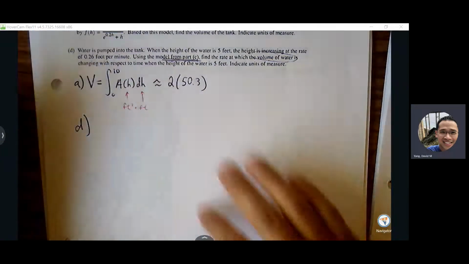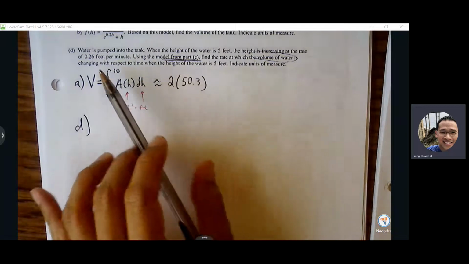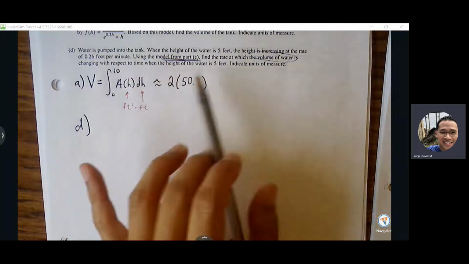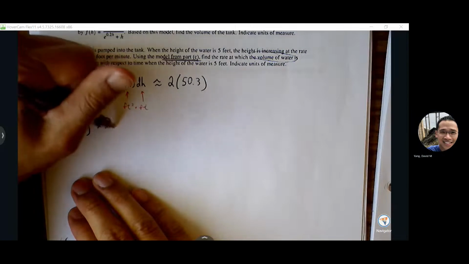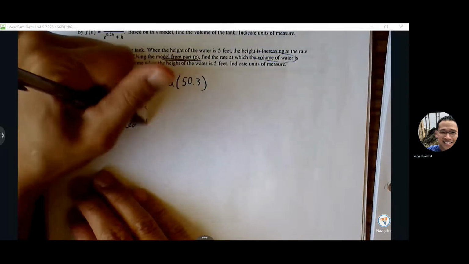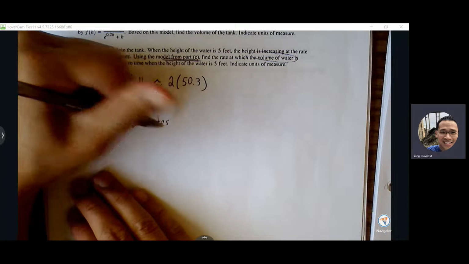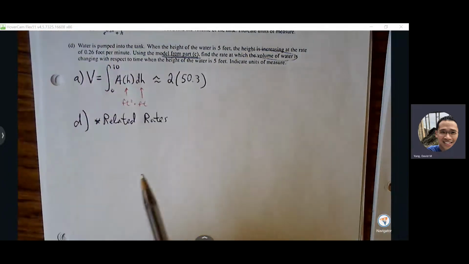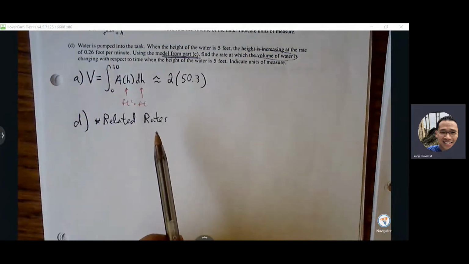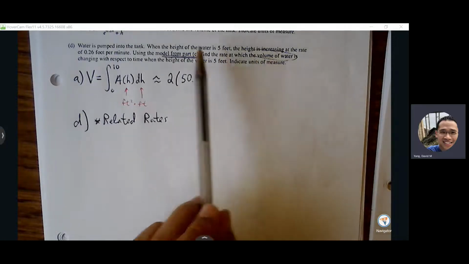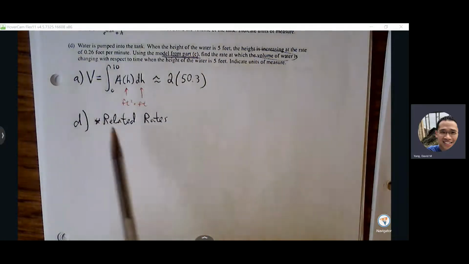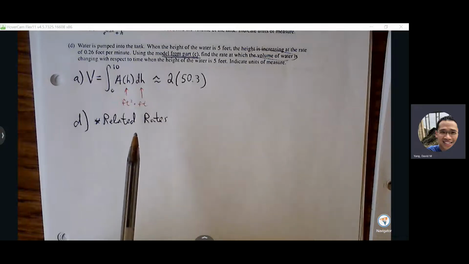Now, we have to understand that because you see time involved here, this is going to be a little bit of related rates. So we have to prepare ourselves for that. With related rates, every variable is going to get impacted by time. So we're going to be expecting a dV/dt, a dh/dt, as we recognize the need for related rates.